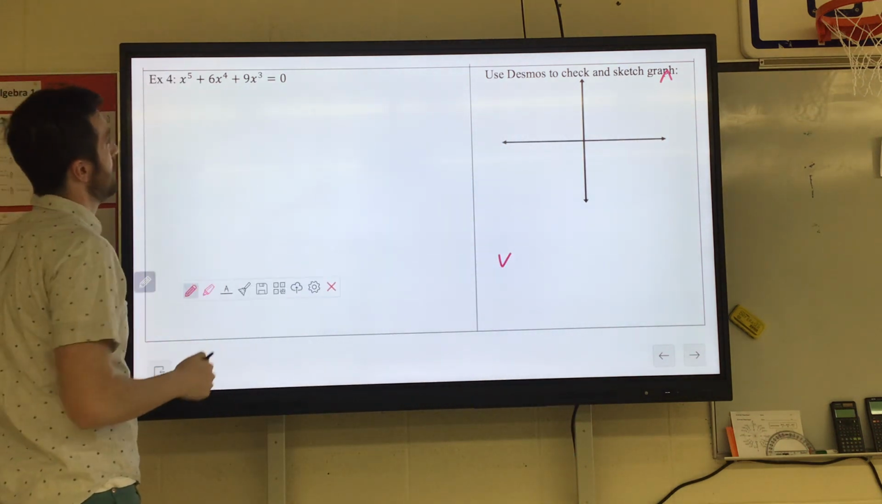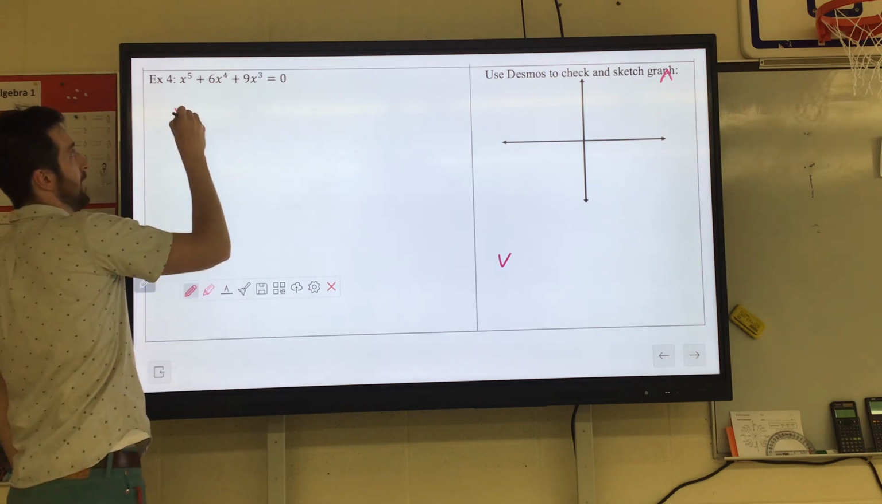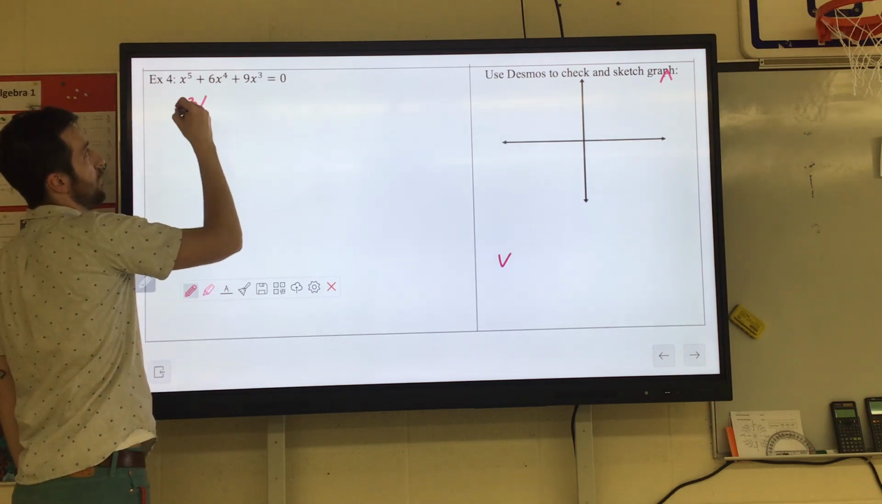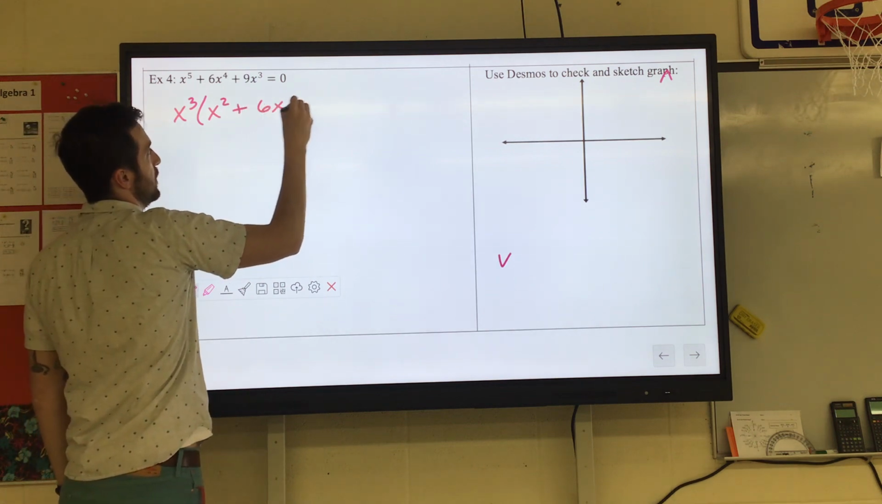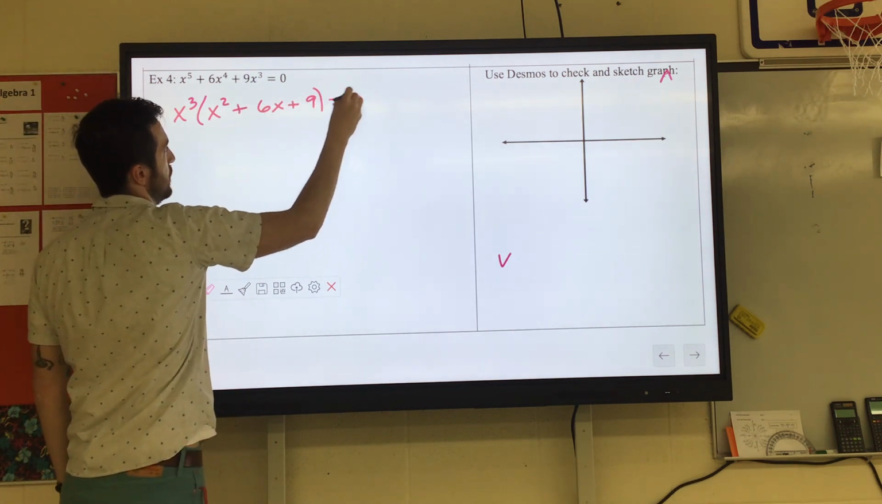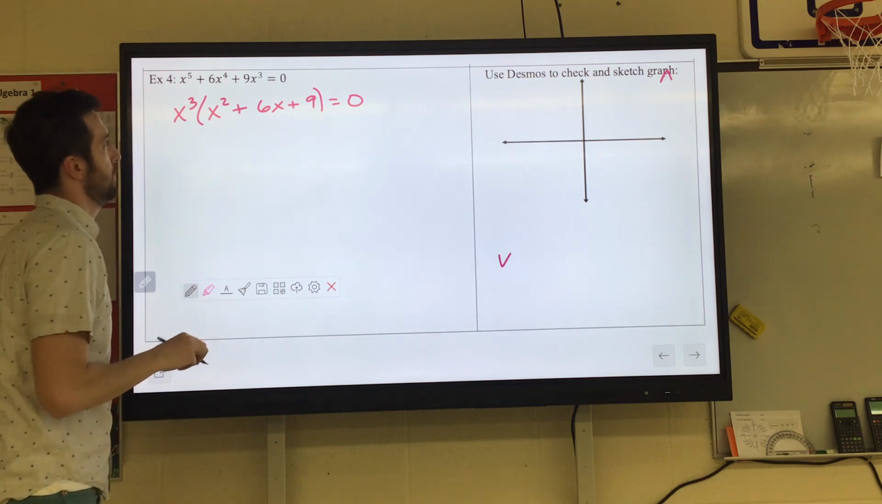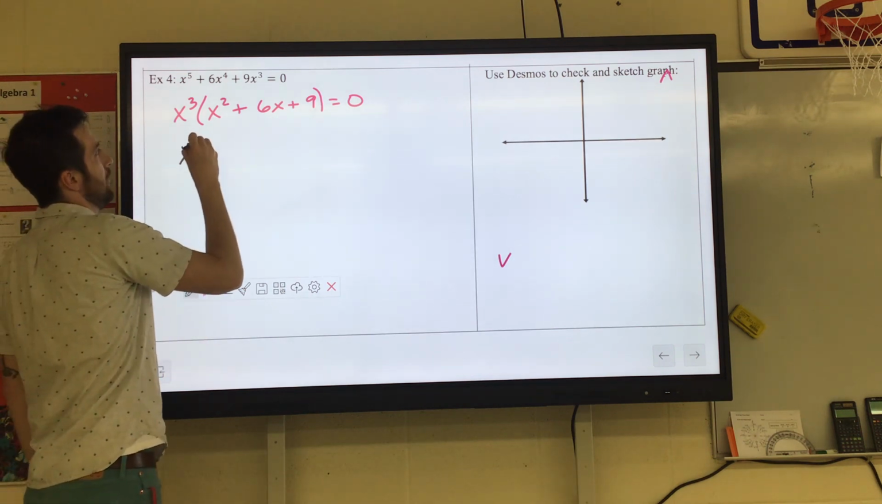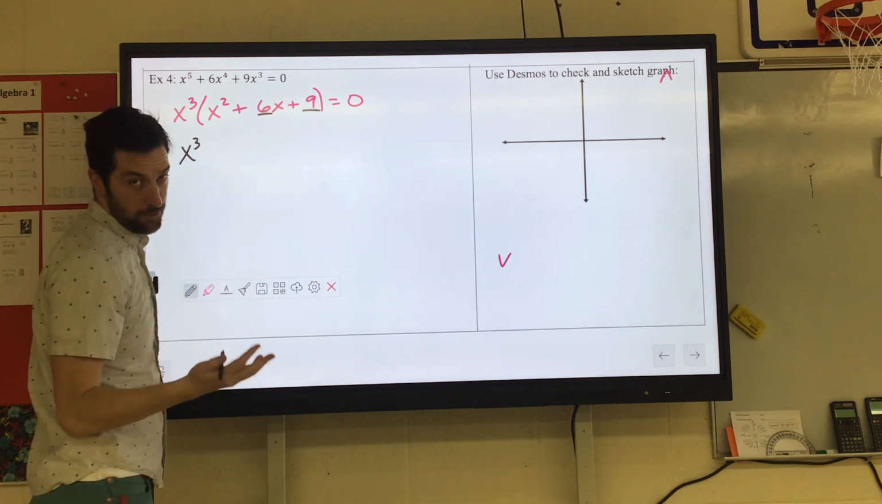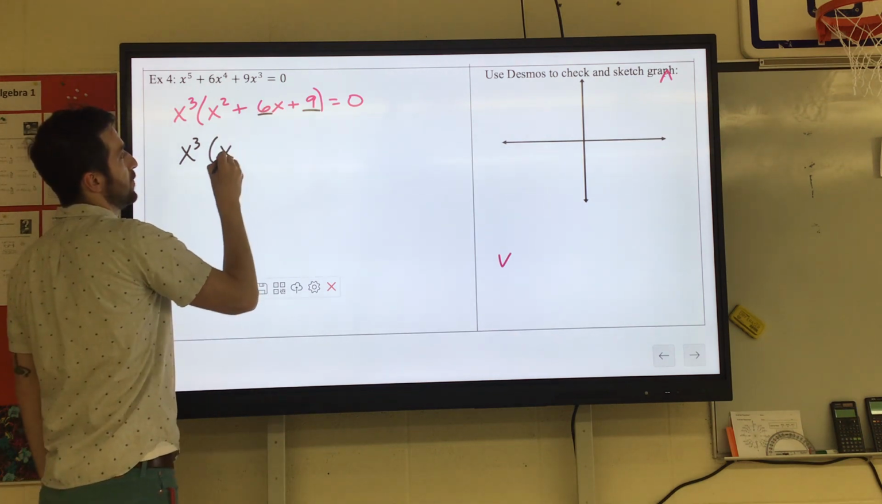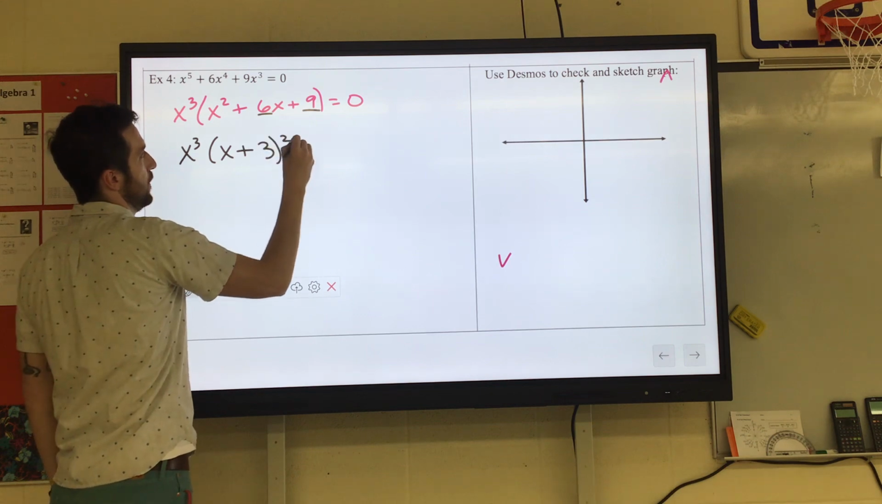All right, any common factor? Oh yeah, they got x to the third. Once we factor that out, we're left with x squared plus 6x plus 9. This looks pretty familiar. It looks like our earlier problem. X squared plus 6x plus 9, factors of 9 that add up to 6 would be 3 and 3. So we would write that as x plus 3 squared.